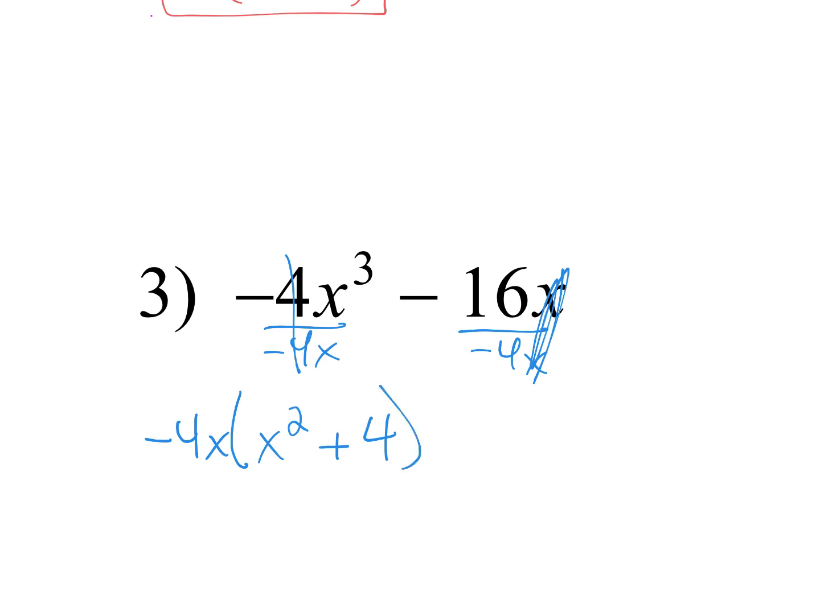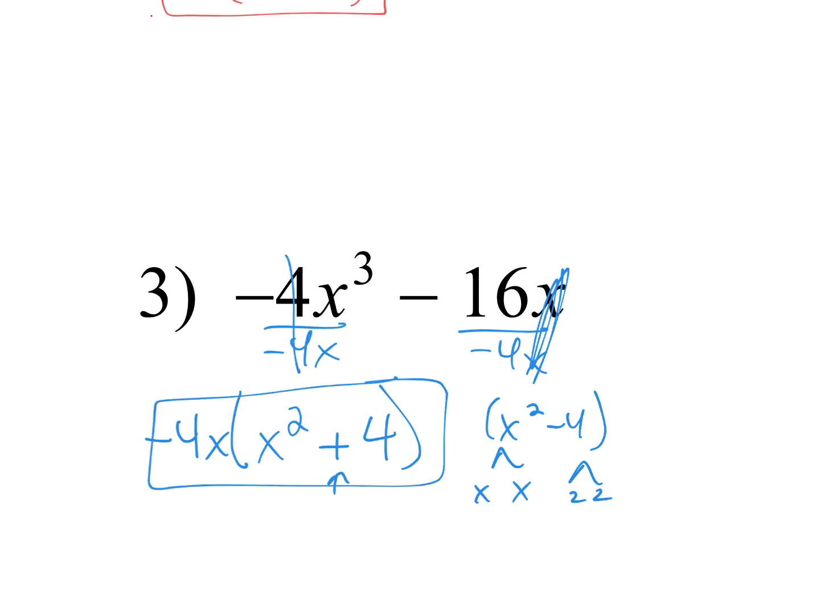Guys, can you factor that anymore? Is x squared plus 4 the difference of perfect squares? What does difference mean? It would be x plus 2, x minus 2 if it was the difference. Is that the difference? No. This is a plus sign. If it was x squared minus 4, then it would be x plus 2, x minus 2. But it's not the difference of perfect squares. It's a plus. So this would be it. You cannot do anything else.